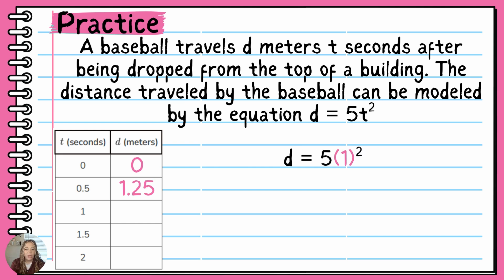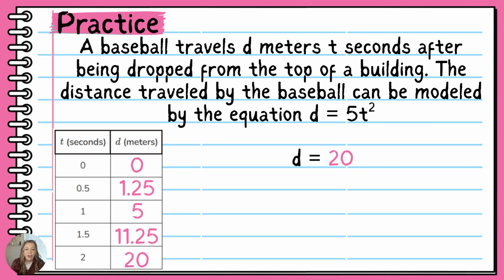Now let's plug in 1. 1 squared is still 1, so multiplying that by 5 just gives us 5. Now let's replace t with 1.5, and 1.5 squared is 2.25. If I multiply that by 5, we'll get 11.25. And the last one is 2 seconds, so we'll replace t with 2. 2 squared is 4, and 4 times 5 is 20. So now our table is completed.